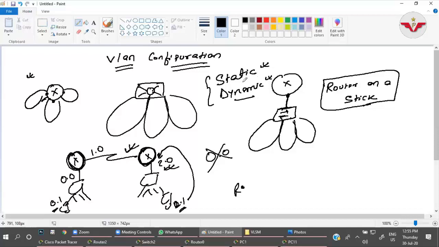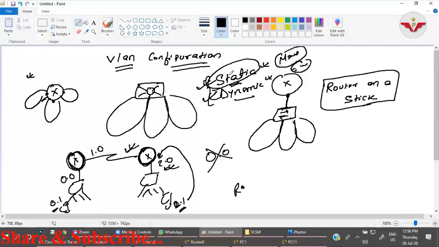Now, static means manually and dynamic means automatically. Whether you are doing it manually or automatically, that doesn't matter. If you are sharing the routing table, that is called a routing protocol. Static routing is also a routing protocol. Dynamic routing is also a routing protocol. You cannot say that because we are giving manual commands and telling the router this is the network, this is not a routing protocol. There also you are creating the routing table, but manually.